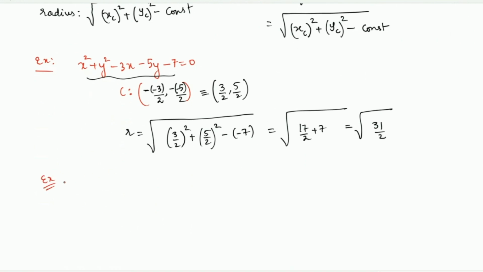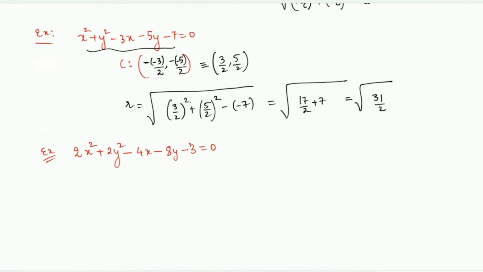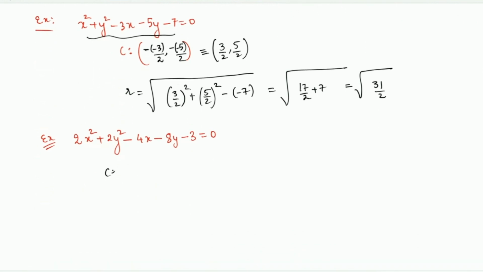Okay. What about this case? Last question. What about this case? 2x square plus 2y square minus 4x minus 8y minus 3 is equal to 0. All right. So what is the center in this case? 2, 4?